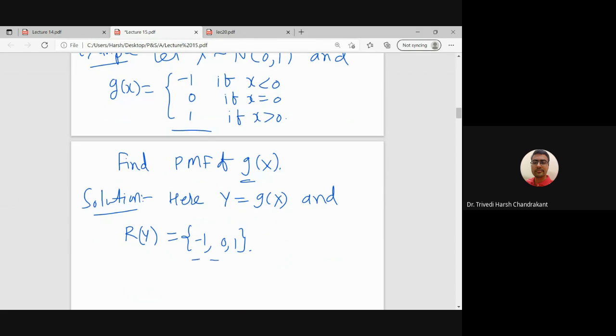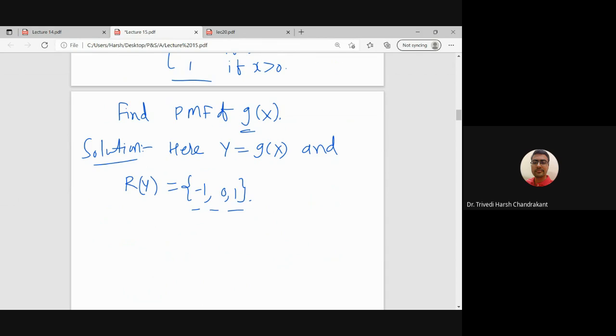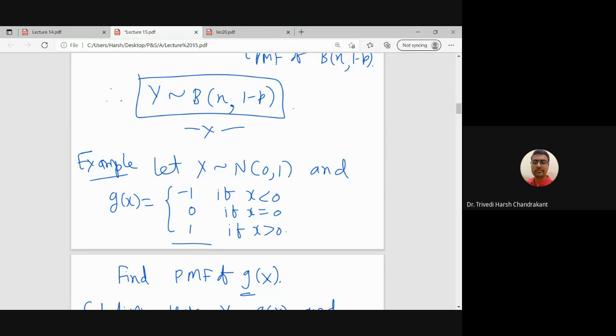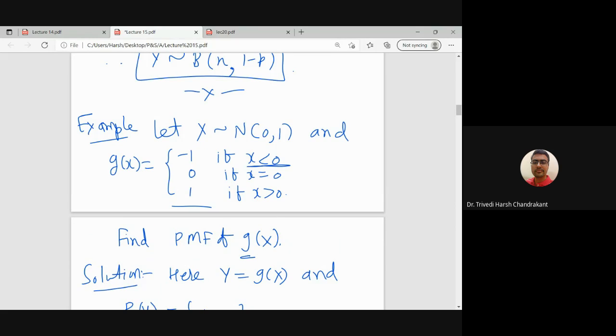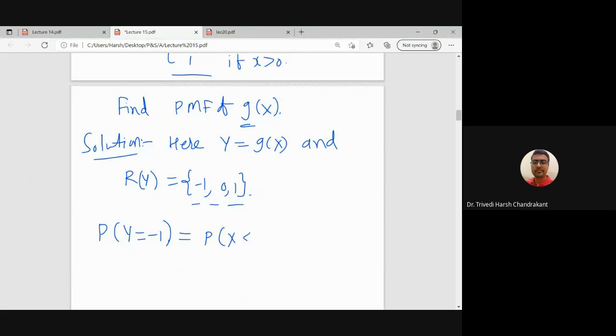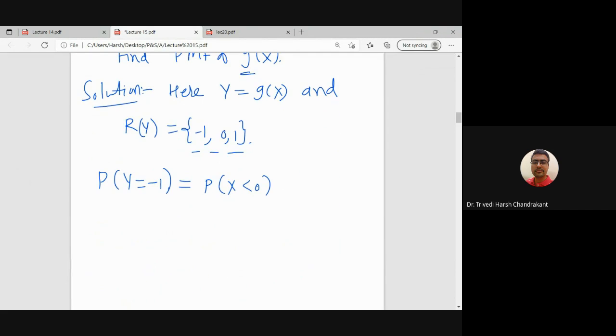So for each of these values y, we need to find the probability of capital Y equals that value. Let us first find the probability of random variable Y equals -1. When capital Y becomes -1, that means capital X takes values in this interval, so X is less than 0. So the probability of Y equals -1 is essentially the probability of X less than 0.